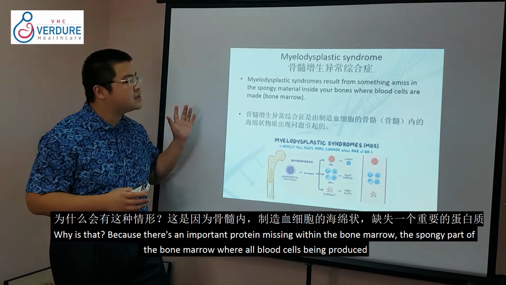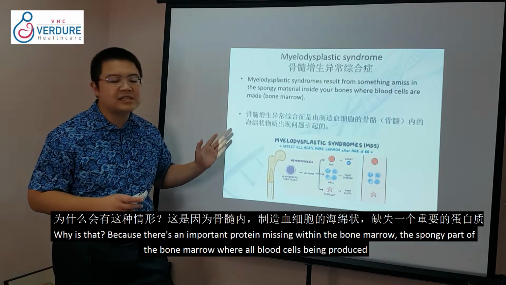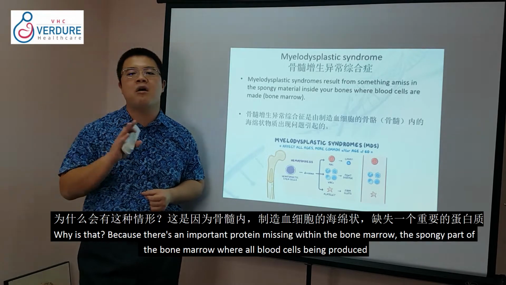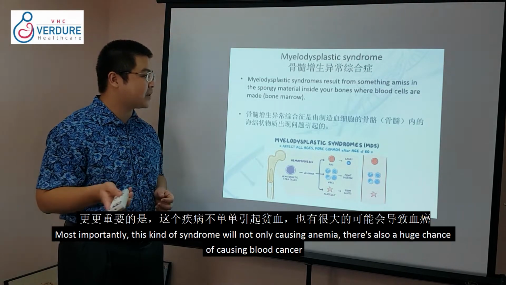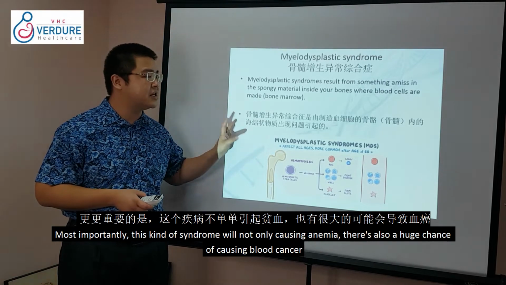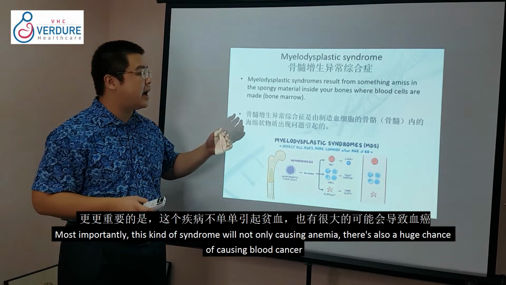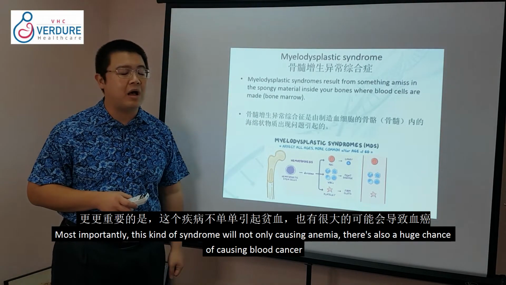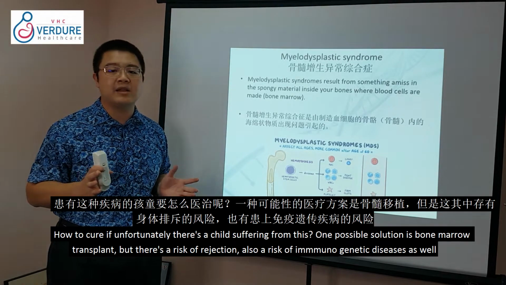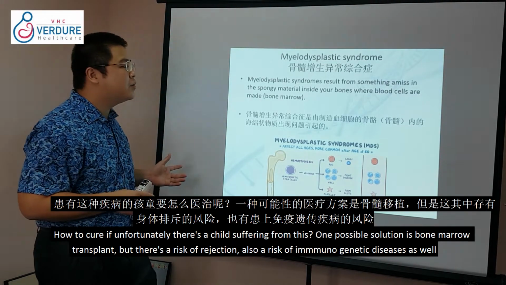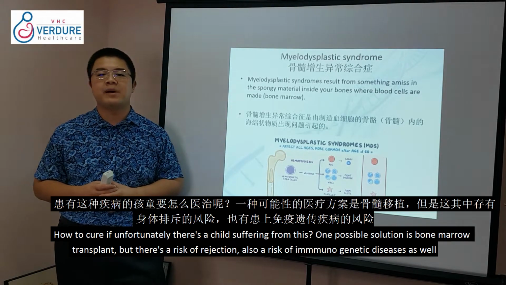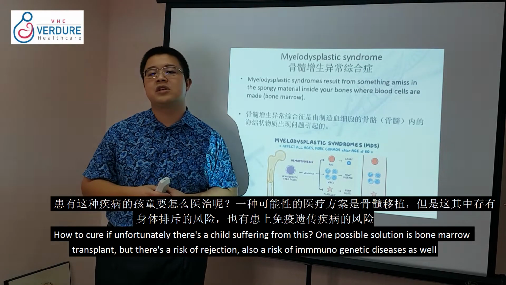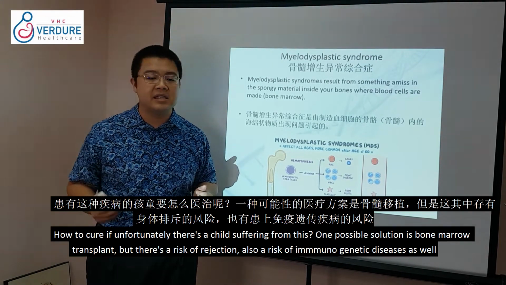Why is that? Because there is a very important protein that has been missing within the bone marrow, the spongy part of the bone where all blood cells are being produced. Okay? But most importantly, this kind of syndrome not only can cause anemia, there is also a huge chance of it causing blood cancer as well. How to cure this if unfortunately there's one child who got it? Well, one possible solution might be bone marrow transplant, but there is also a risk of rejection. There is also a risk of immunogenetic diseases as well.